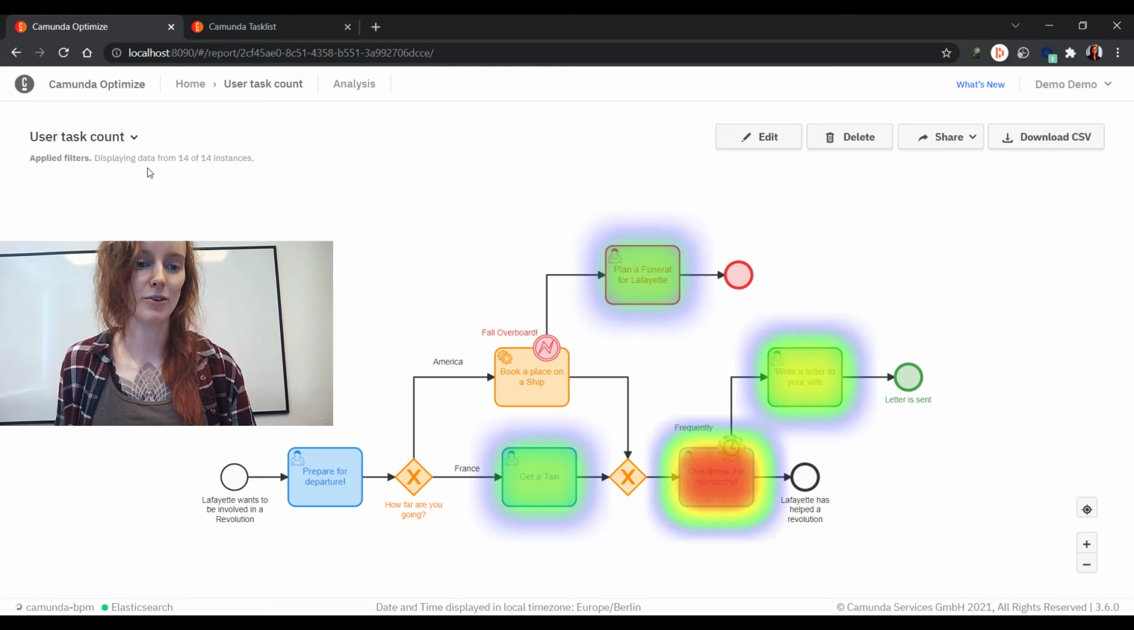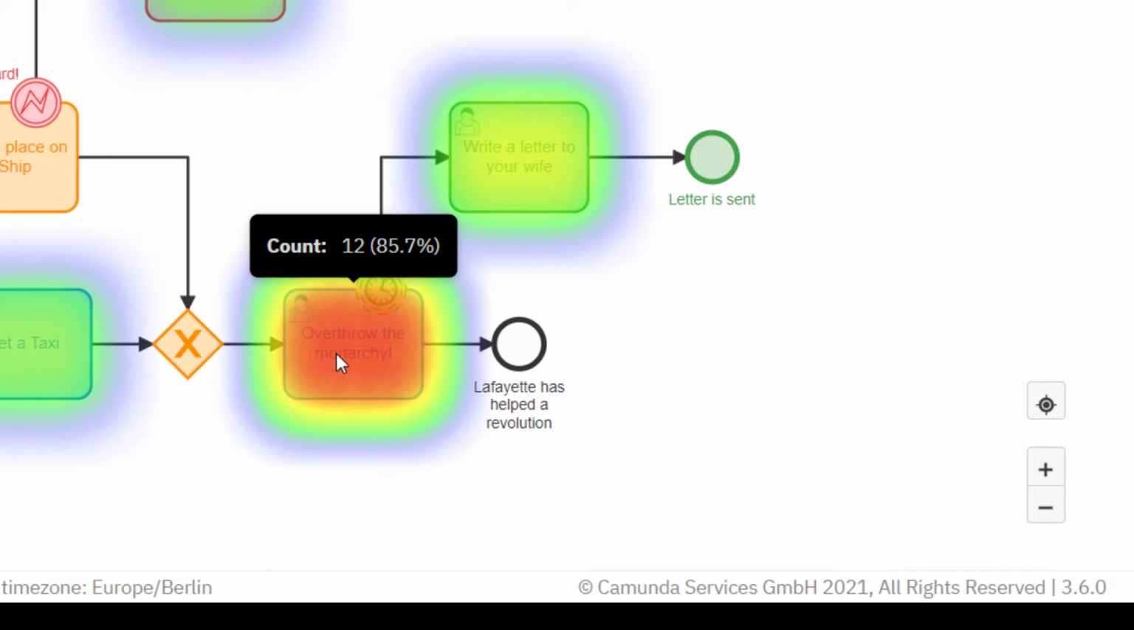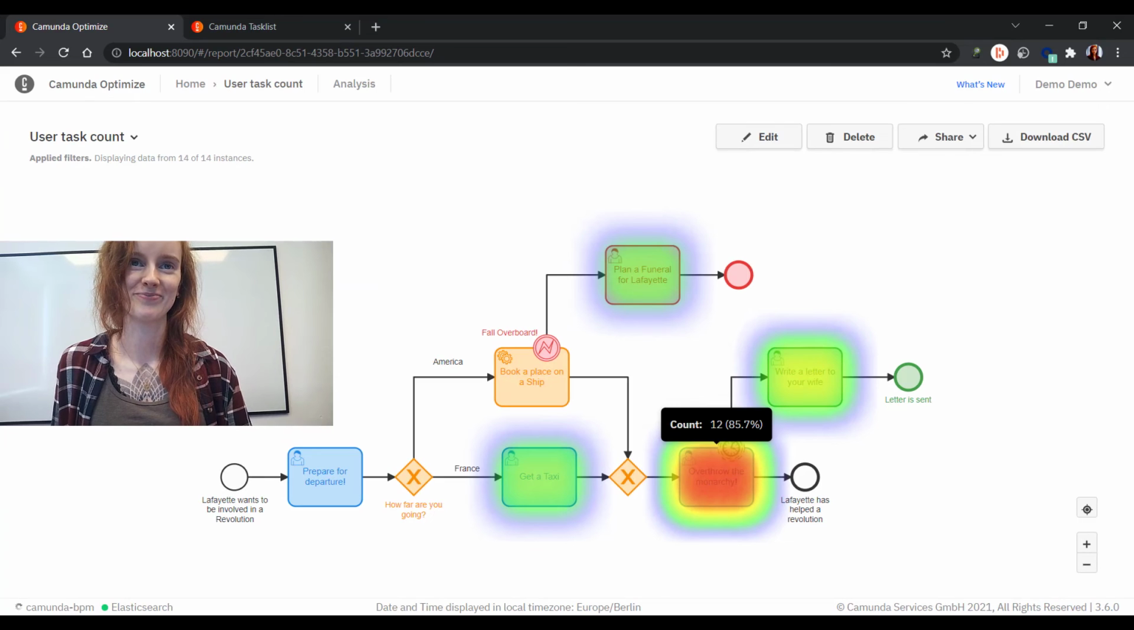And we can see that we are now evaluating data from 14 instances. And most importantly, we have managed to overthrow the monarchy 12 times, which is much better than 11.